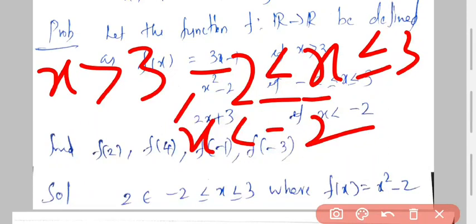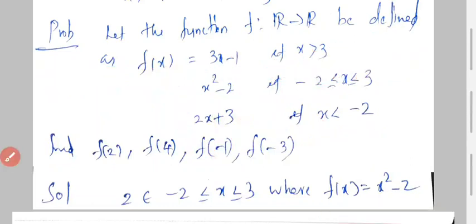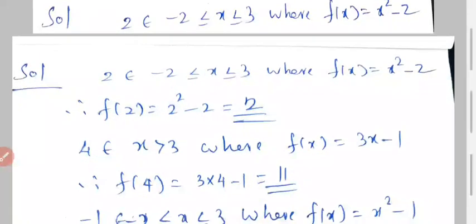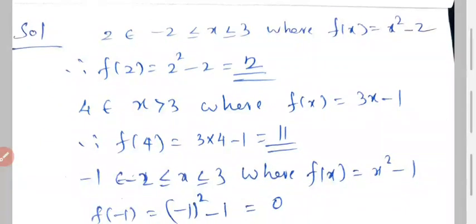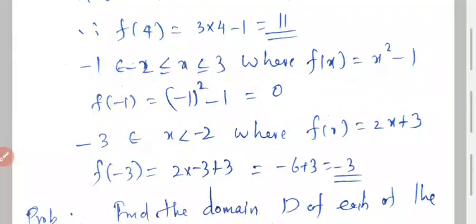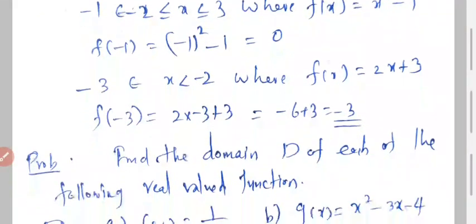So we have to check f of 2, which means x equal to 2. Which of these regions does x equal to 2 belong to? Clearly x equal to 2 belongs to minus 2 less than or equal to x less than or equal to 3, where f of x is x square minus 2. So f of 2 is 4 minus 2, that is 2. Similarly, f of 4 we have to find out. Here 4 belongs to x greater than 3. So f of 4 is equal to 3x minus 1, it is 11. In a similar way we can find f of minus 1, which is minus 3.